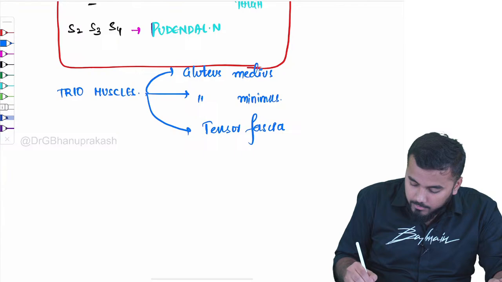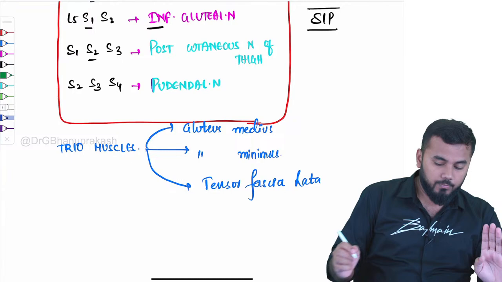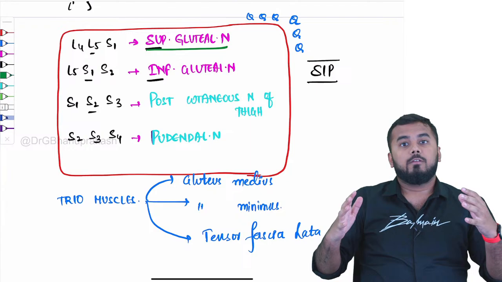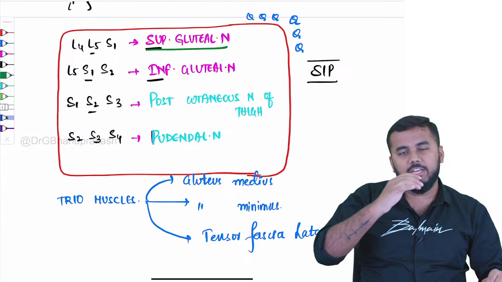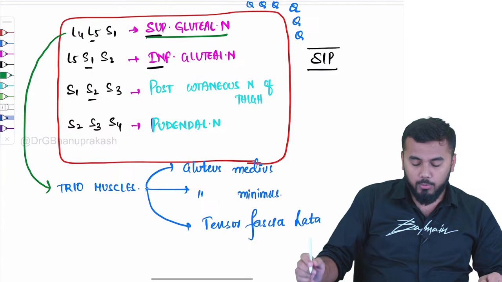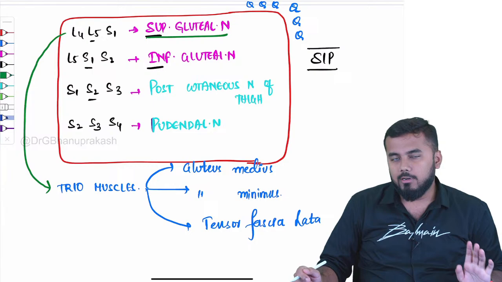Now, what I'm trying to teach you is very simple, guys. Superior gluteal nerve: superior in the sense it supplies many muscles. That is why it is named superior. Actually, it is named based upon the location, but to simplify it, I'm telling you superior. Someone who is superior can control more than two people. So the superior gluteal nerve supplies your trio muscles: gluteus medius, minimus and tensor fasciae latae.